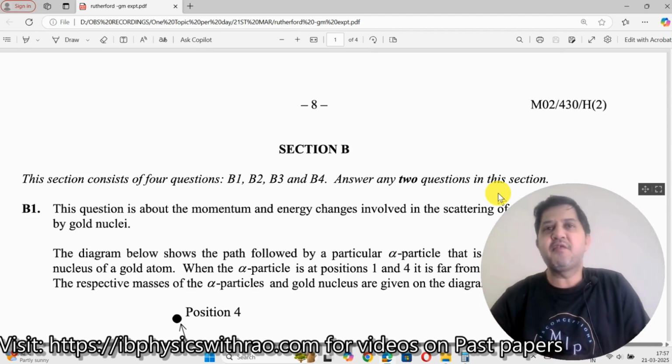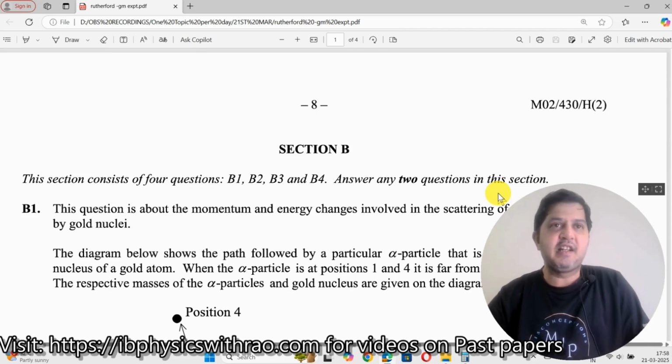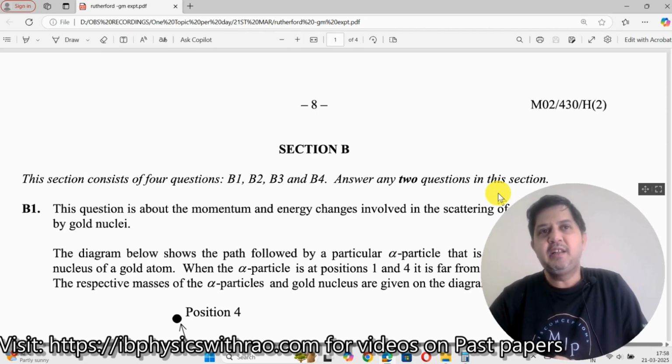This question is taken from the May 2002 paper, one of the very famous questions, in Paper 2. This question is about Rutherford's alpha particle scattering experiment. Though it appears to be related to Unit E of the current syllabus, I still feel that this can be asked in mechanics and electrostatics.